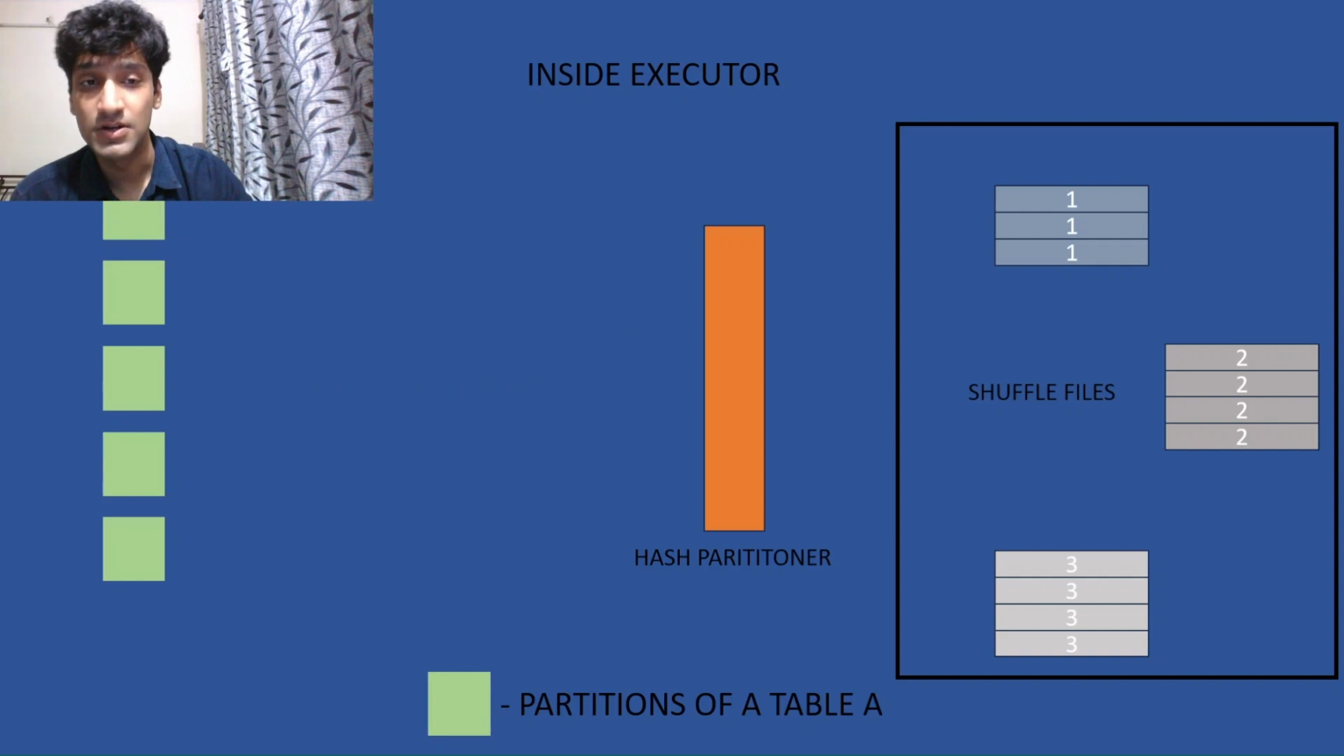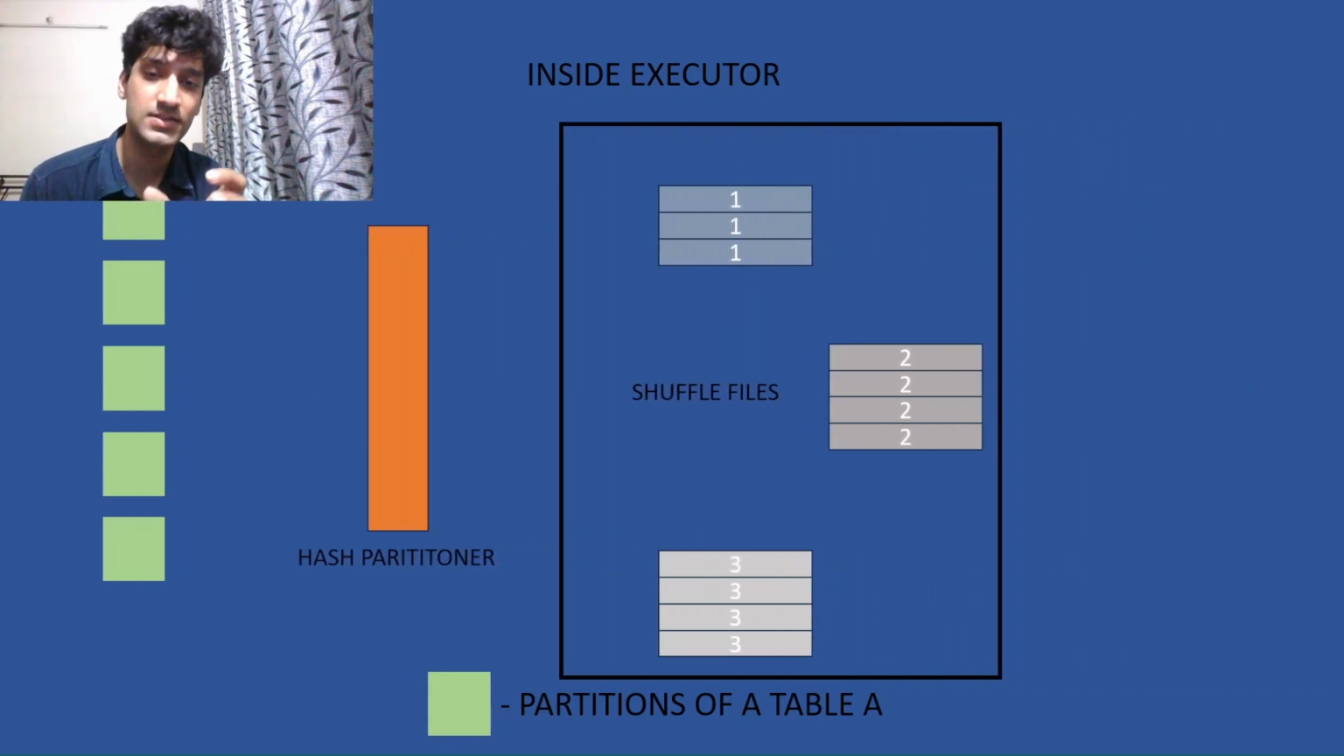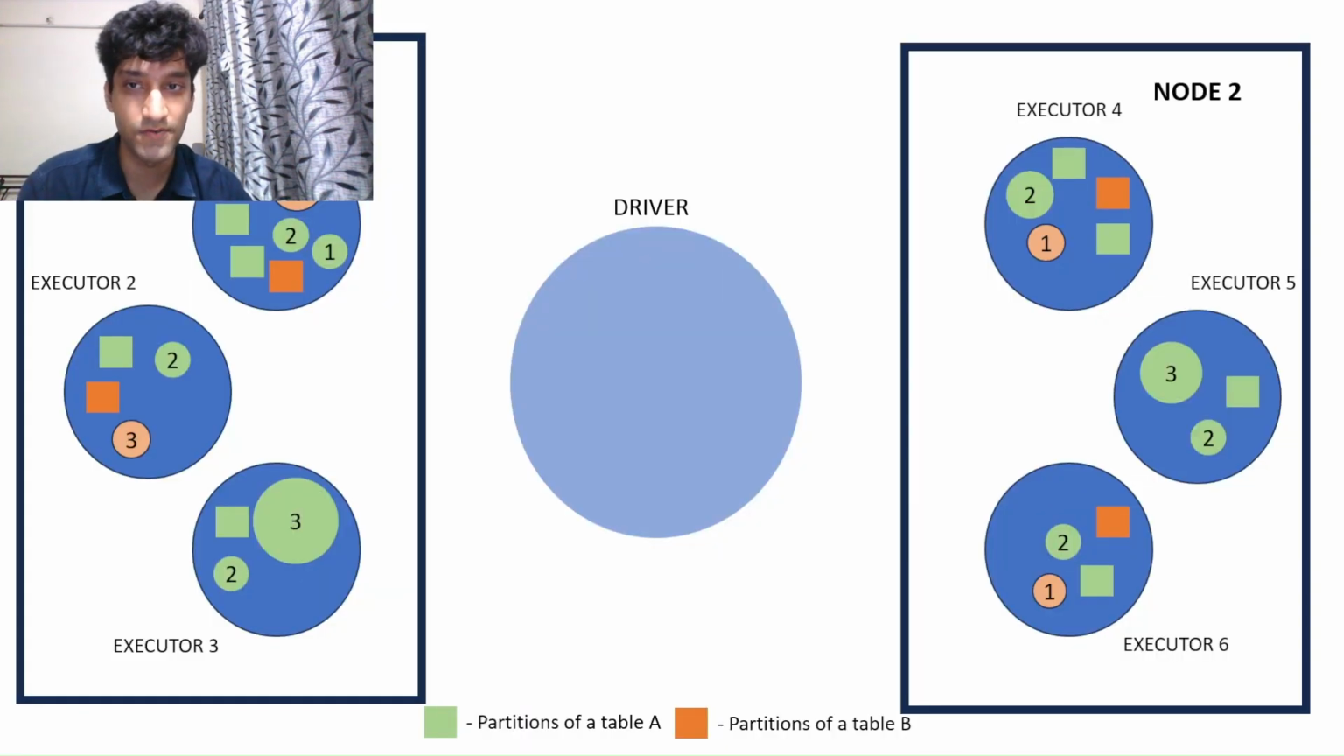What the executor will do is it will pass this information, or this metadata, to the driver, saying I have created these shuffle files, I have created this hash value, I'm giving this to you. Like this, every single executor will give this metadata to the driver.